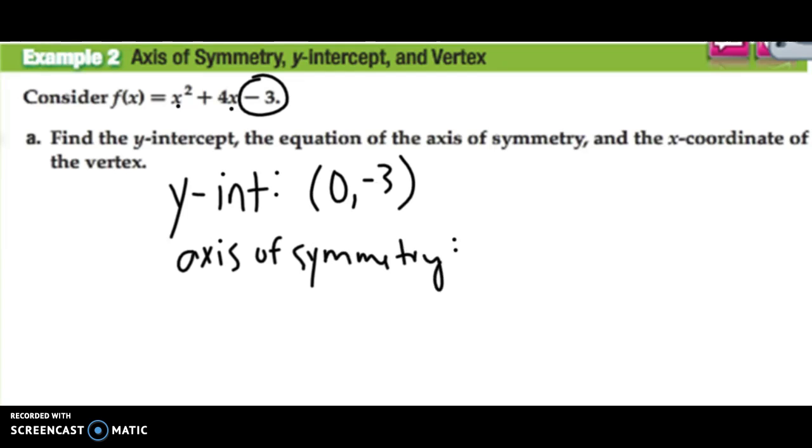Okay. Axis of symmetry in our case is going to be x equals negative b, so it'd be negative 4 over 2 times 1, which is going to be negative 2. And then that also answers our next point. What's the x-coordinate of the vertex? The x-coordinate of the vertex then is going to be negative 2.